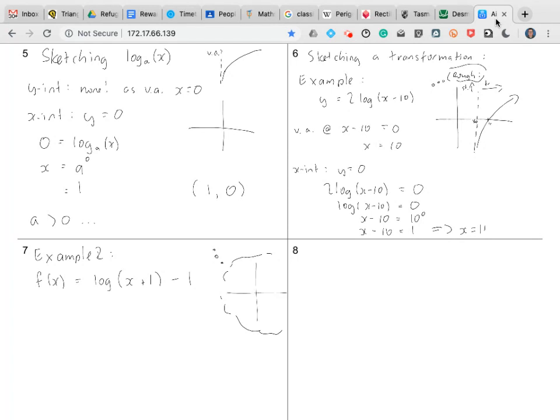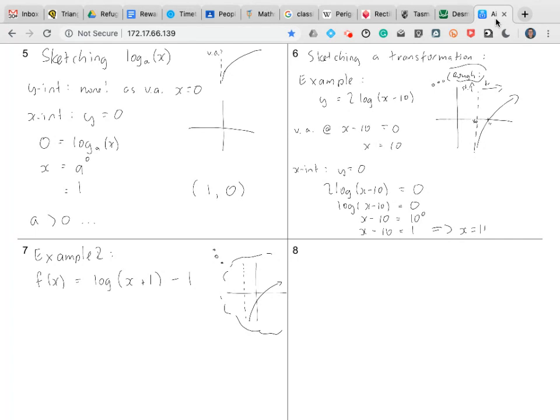In my head, I'm thinking, okay, I've got a translation to the left of 1, so it's going to have a vertical asymptote here, and then the graph is going to go up by 1, down by 1 as well. So I think it might be like that, something like that.